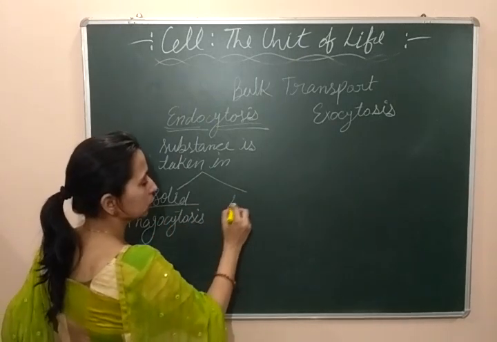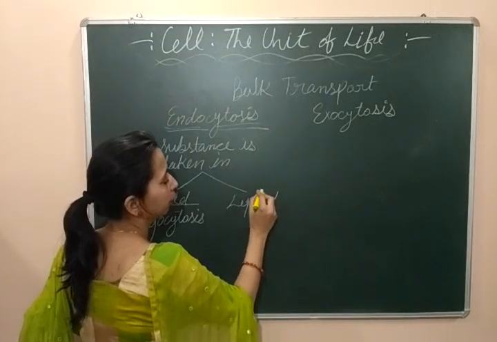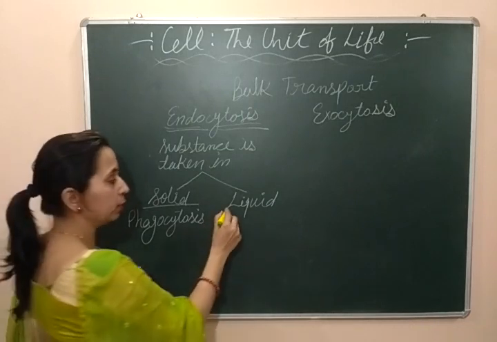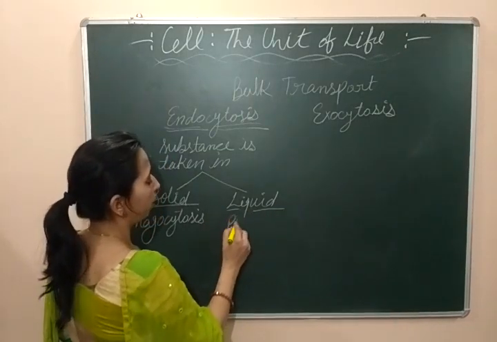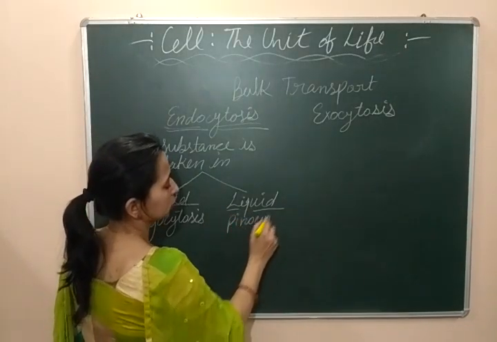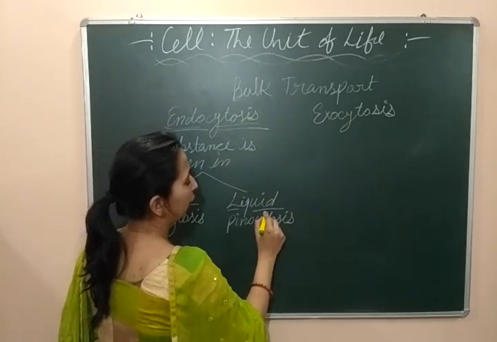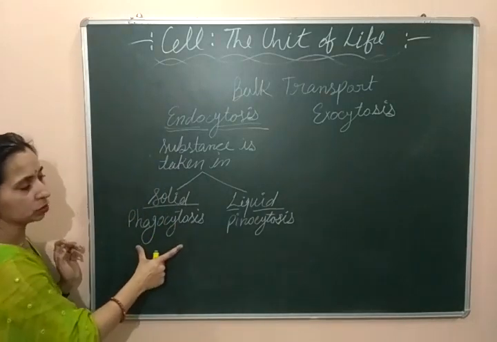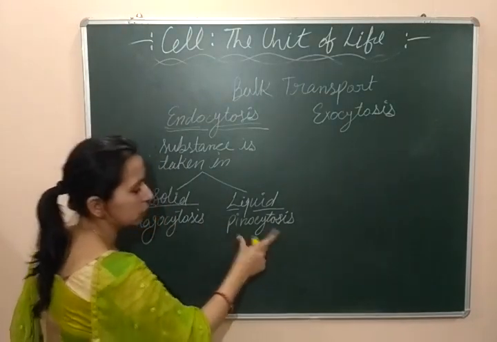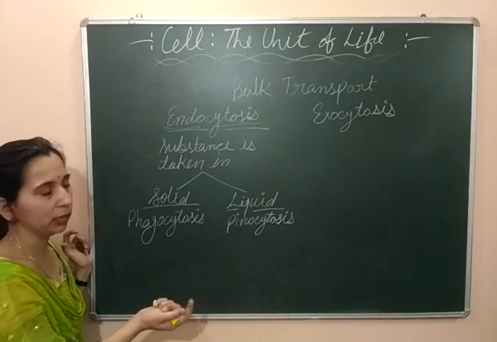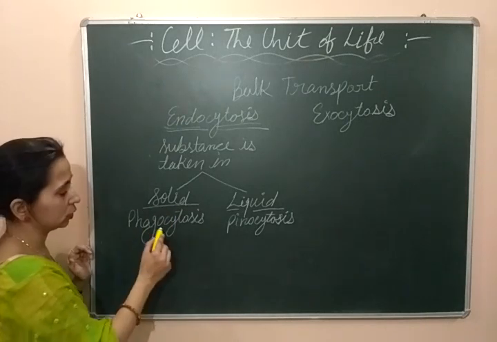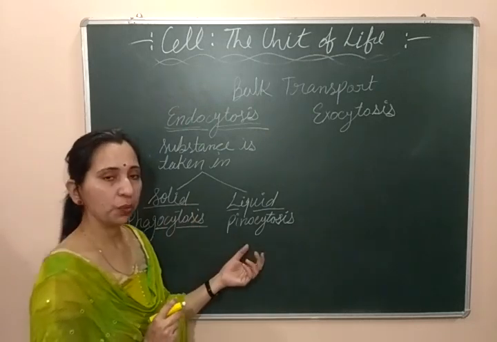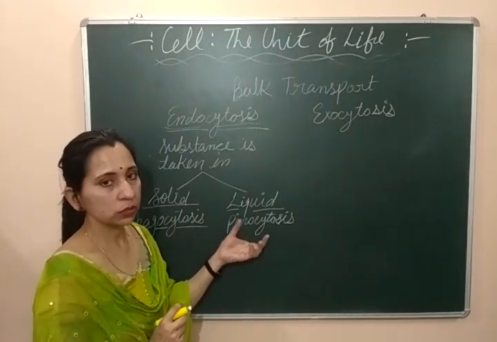And when the substance is in liquid form or any liquid substance needs to be taken inside the cell, then the process is known as pinocytosis. So here we have two types of endocytosis, that is phagocytosis and pinocytosis, depending on which kind of substance it is. If the substance is solid, then the process is known as phagocytosis. And when the substance is in the form of liquid, then the process is known as pinocytosis.